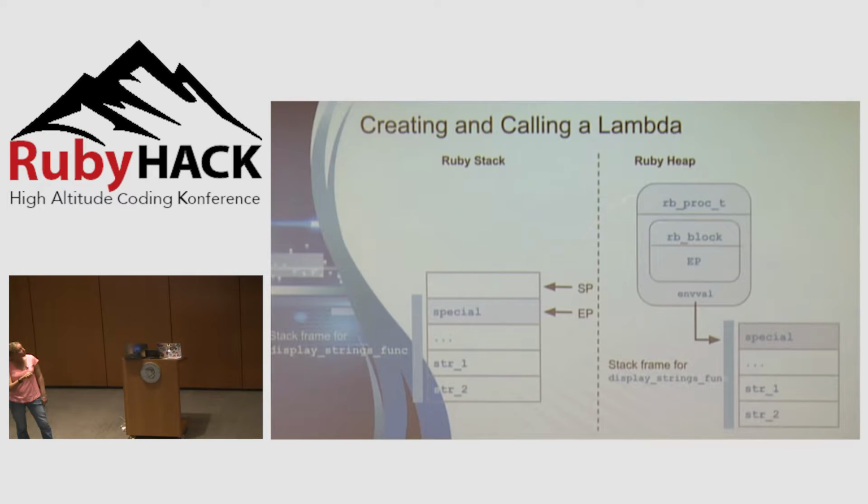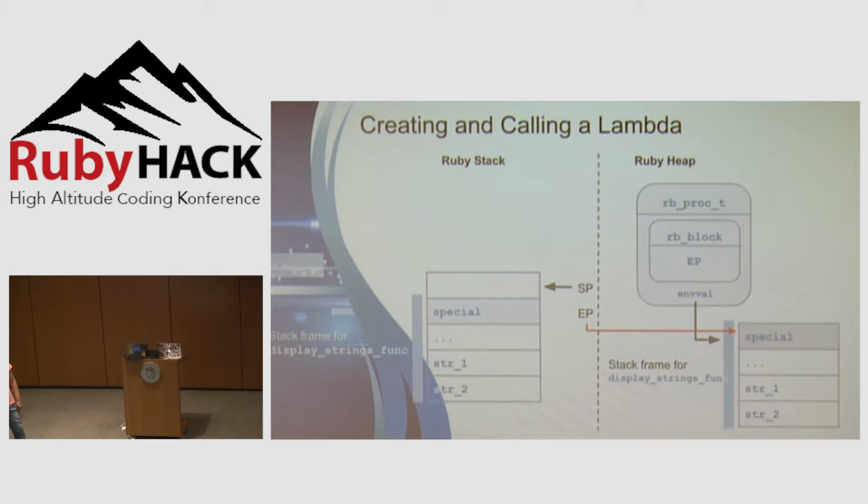So here's the lambda on the heap. It's got its block property inside it. You'll see its env property is actually set to point to this copy of the stack frame on the heap. And once all of this is done, this is quite interesting, what Ruby does now is it resets the current environment pointer to point to this copy of the stack frame on the heap. Now, this is quite an interesting situation because usually this environment pointer points to a location on the stack, but now it's pointing to a location on the heap.